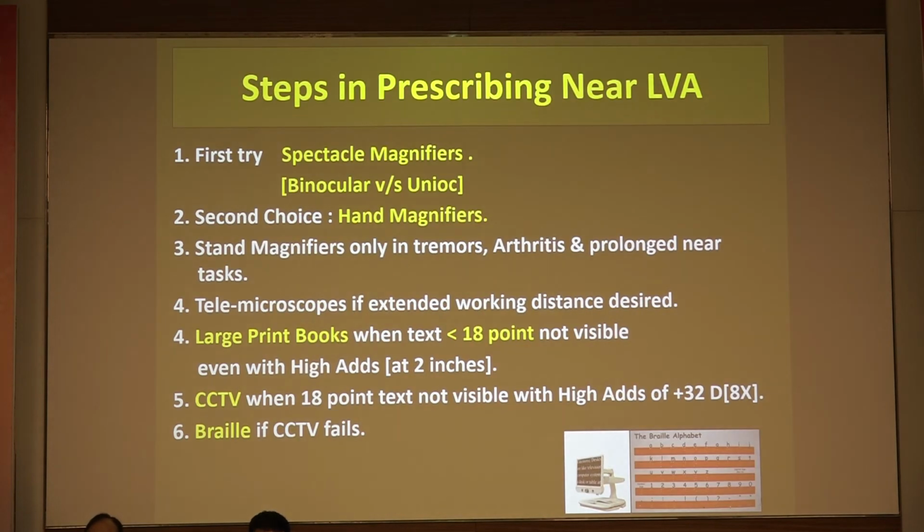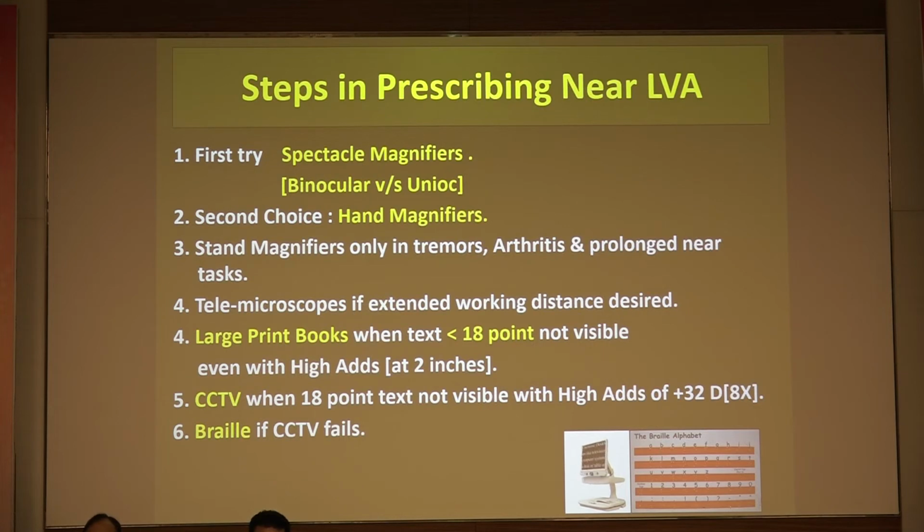So these are the steps when you're prescribing near LVA. First thing is to try a spectacle magnifier. Predict their magnification, give him a spectacle magnifier. As Vivek has already told you, it is most unobtrusive. People love them. It doesn't advertise their defect or disability. It can be given binocularly also.